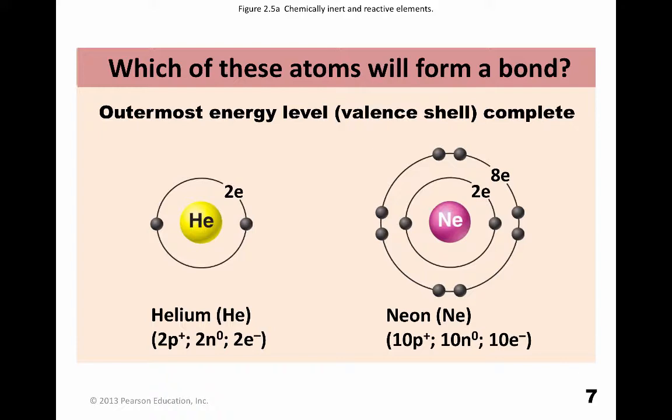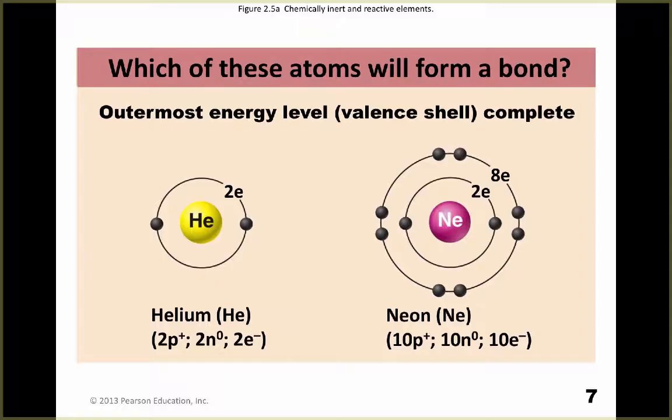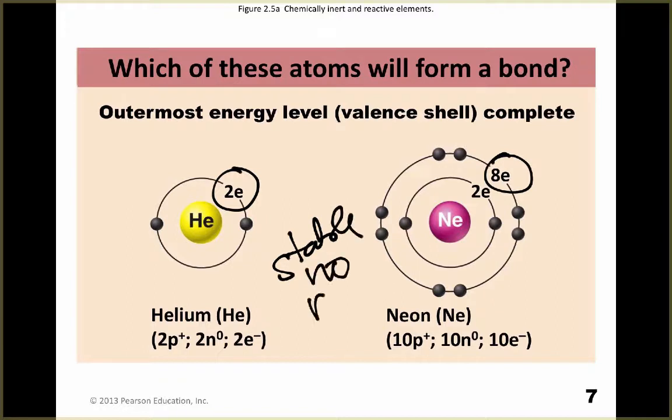Now, as you can see here, will these guys react with anything? They won't, right? Because this has 2 electrons in its valence and this has 8. So these are stable. No reaction. And that's what RXN means.